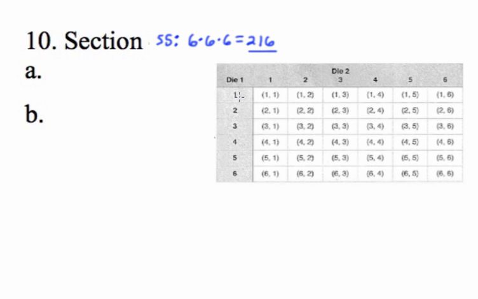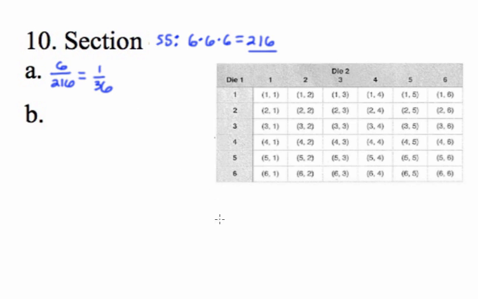So part A, getting triples. How many triples can you get? Well, you can get all 1s, all 2s, all 3s, and so on. There are 6 ways to get all triples. So that's 6 out of 216, or 1/36.